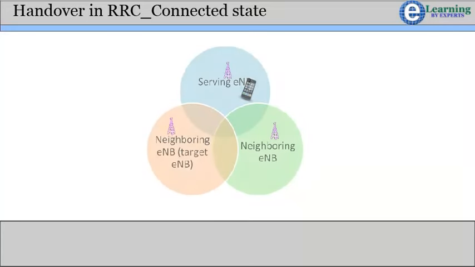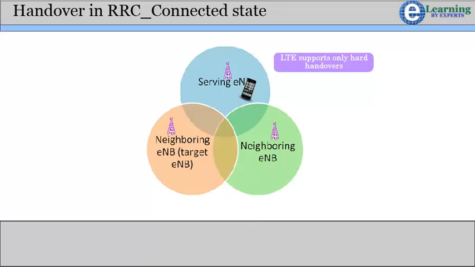Handover is used in mobile wireless systems to maintain connections as the UE moves between the coverage areas of different cells. Unlike 3G systems, LTE supports only hard handovers, meaning that previous connectivity with the serving cell is broken before the new connection is established with the neighboring, or target cell.